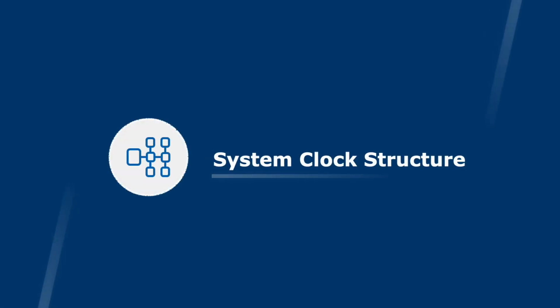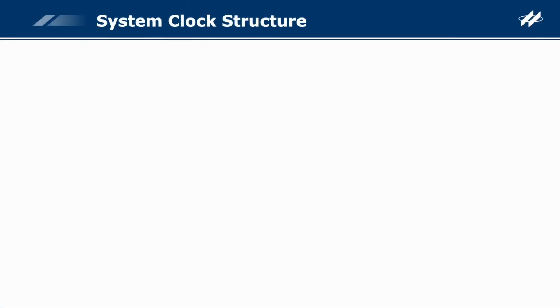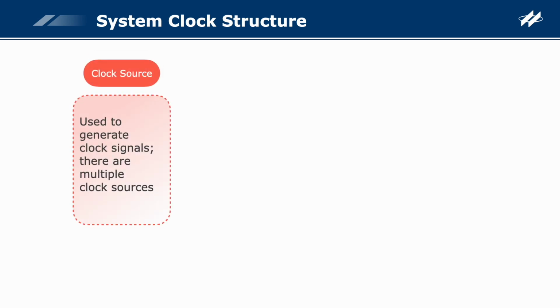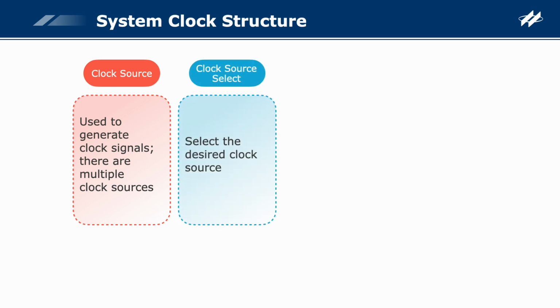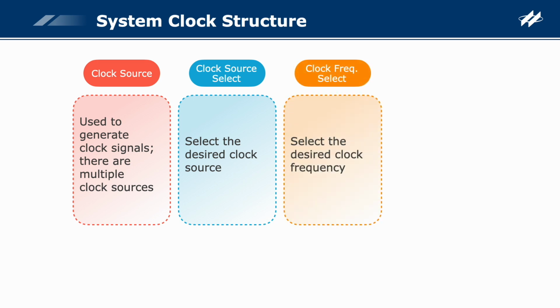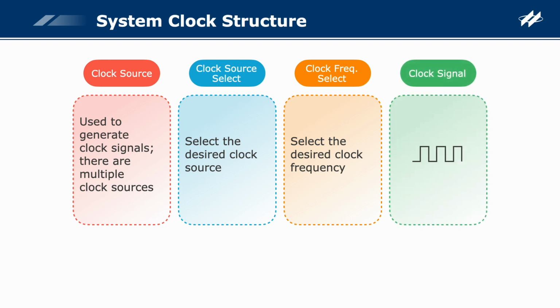System clock structure. The system clock structure of the MCU is generally divided into 4 parts. Part 1, clock source, which is used to generate clock signals, and generally there are multiple clock sources. Part 2, clock source select, which is used to select the desired clock source. Part 3, clock frequency select, which is used to select the desired clock frequency. Part 4 is to generate the final clock signal.